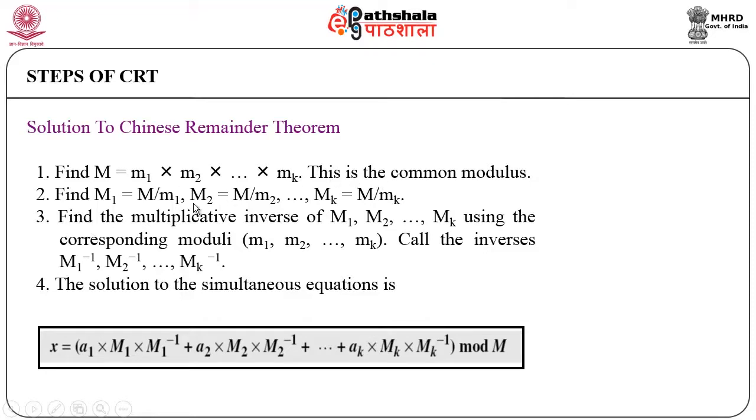From the common modulus I am getting the individual modulus, and then I am finding the multiplicative inverse of this modulus, and finally x is equal to a1 into m1 into m1 inverse plus a2 into m2 into m2 inverse, like that m3, a3, and finally we have to do the mod of capital M. So, if we are able to understand these 4 steps, we can find out the common variable with the different moduli.